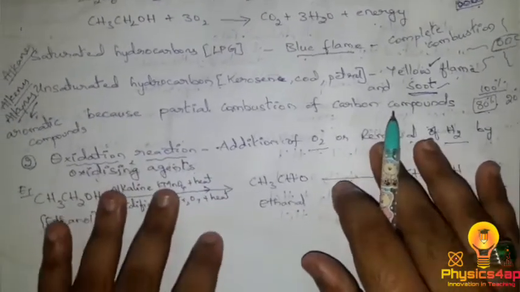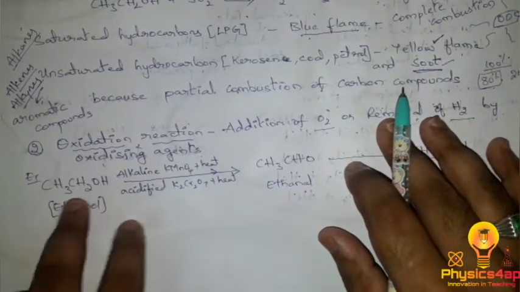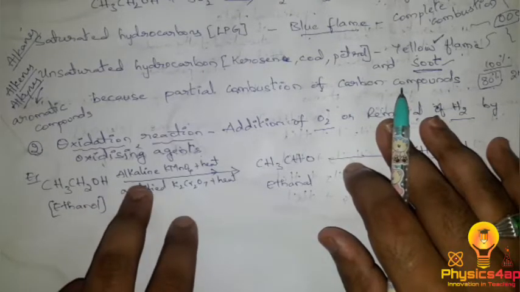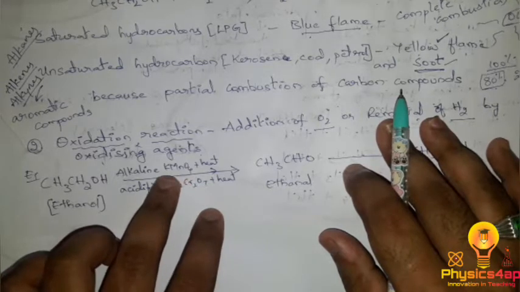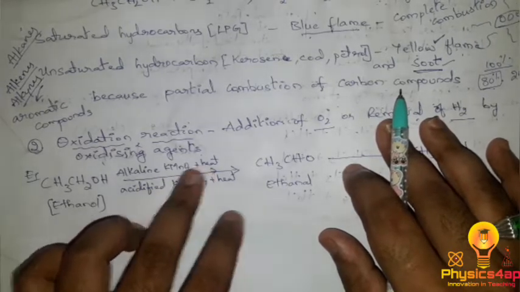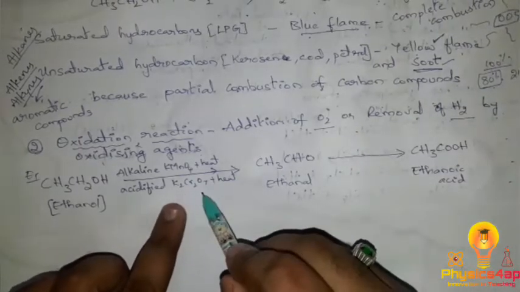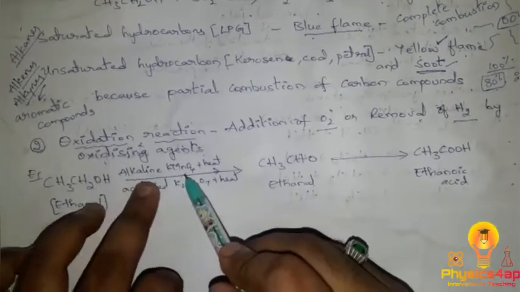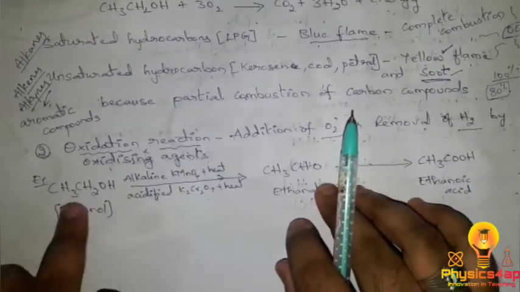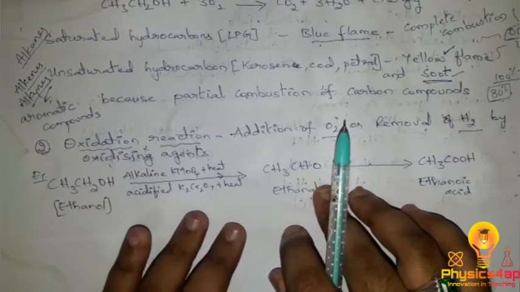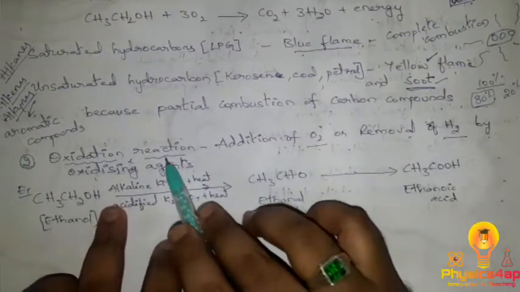So here we have an example, like if we take ethanol, that is CH3CH2OH. In the presence of oxidizing agents like alkaline potassium permanganate, that is KMnO4, plus heat, and also acidified K2Cr2O7, potassium dichromate, in the presence of these two oxidizing agents, the hydrogen is being removed, that is H2 is being removed. So the removal of hydrogen is called oxidation.